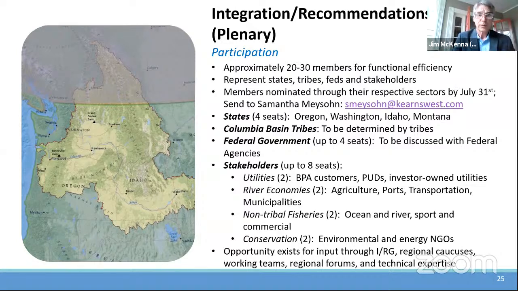One thing we're aiming for is to get people to volunteer for the work groups, or identify who you want to represent your sovereign tribe or sector under the stakeholders, by July 31st. You can provide that information to Samantha. We've got her email address here. Once we get those names, I think we could post them on our website, hopefully by mid-August. Next slide.